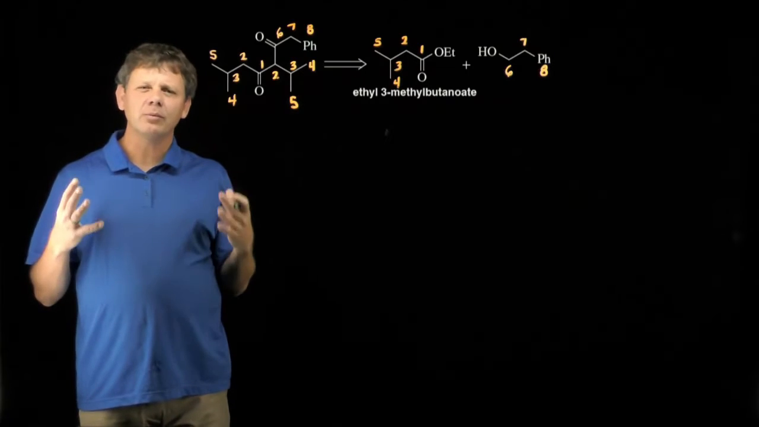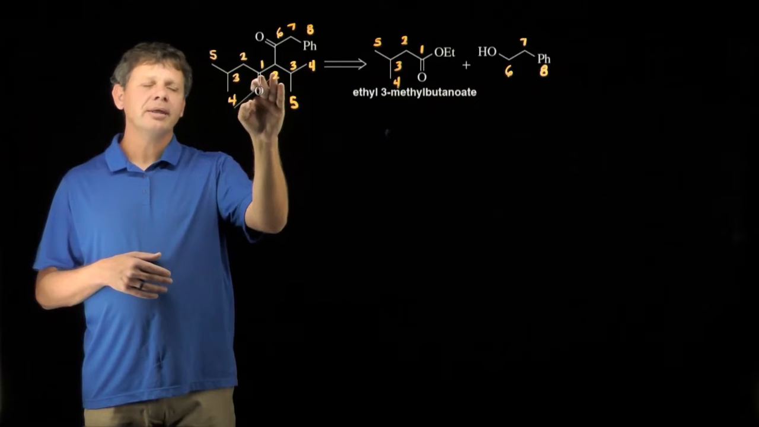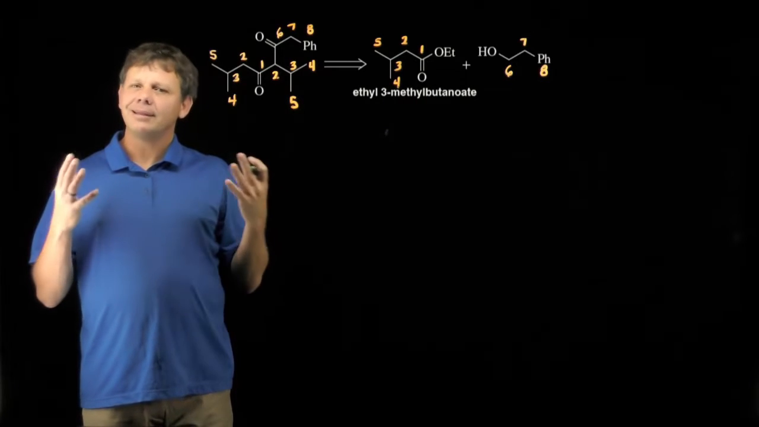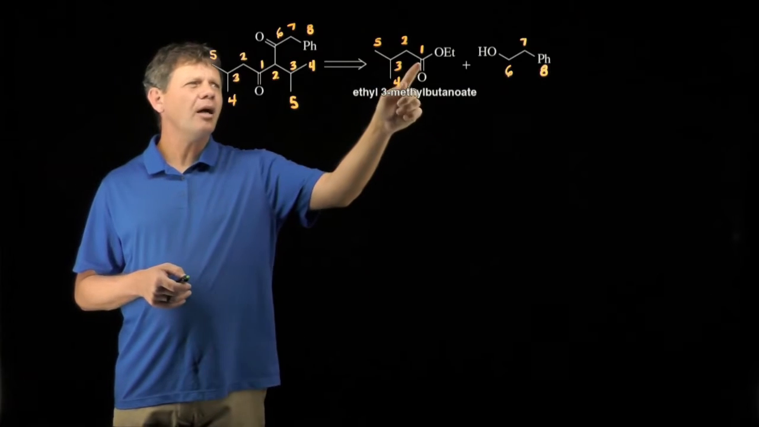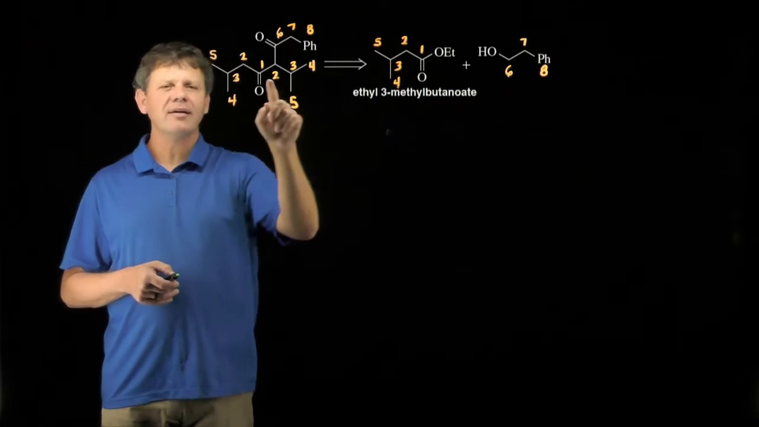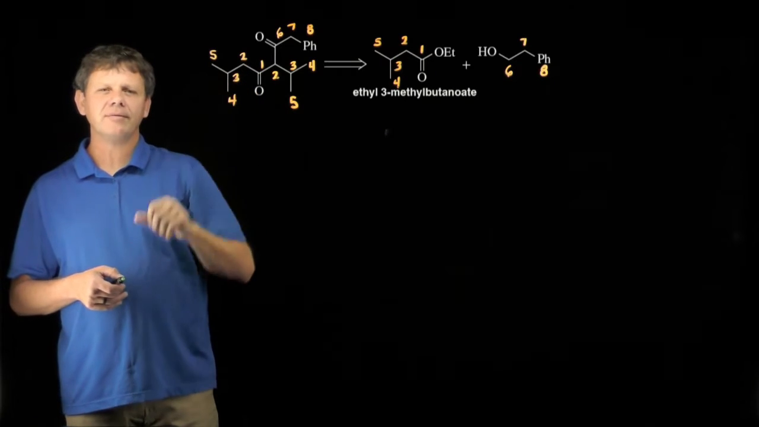So we would think about, how can we make carbon 2 a nucleophile? Well, that carbon 2 is right next to a ketone. The enamine synthesis will allow us to do that. Putting in the other numbers, 1, 2, 3, 4, and 5, that's pretty straightforward for the left side of the molecule, 1, 2, 3, 4, and 5.